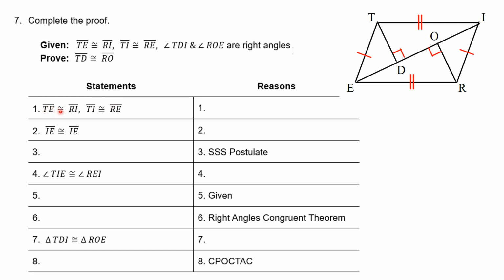Line segment TE is congruent to line segment RI, and then line segment TI is congruent to line segment RE. Well, that's what we were given. All right, so that was given to us. Next, those are those two sides, already marked as congruent. And then line segment IE, that's that diagonal right there. So line segment IE is congruent to itself. What property tells us that something is congruent to itself? That's the reflexive property.